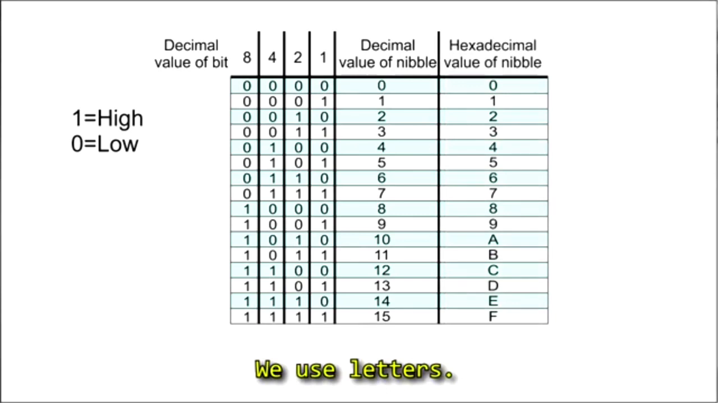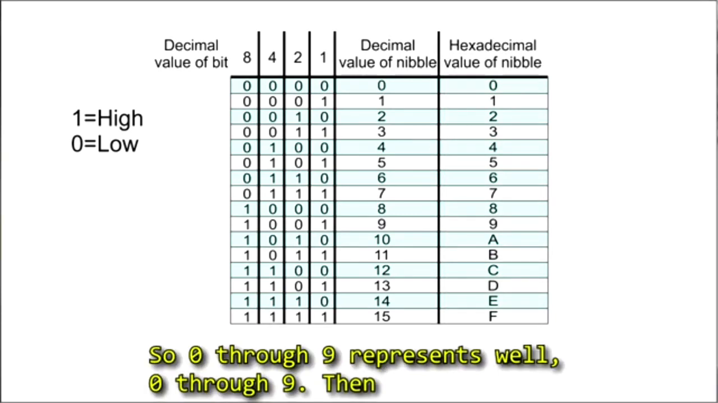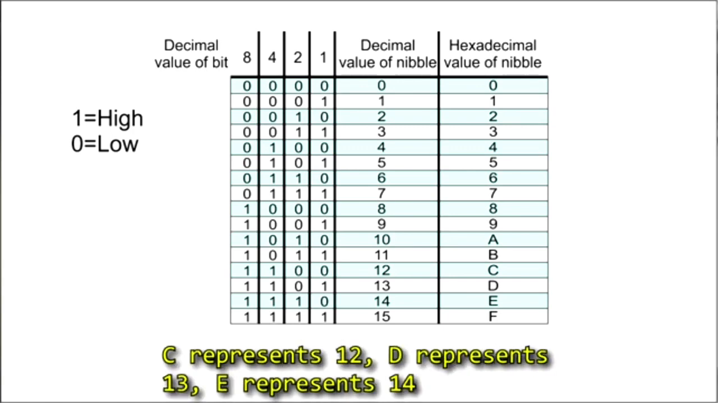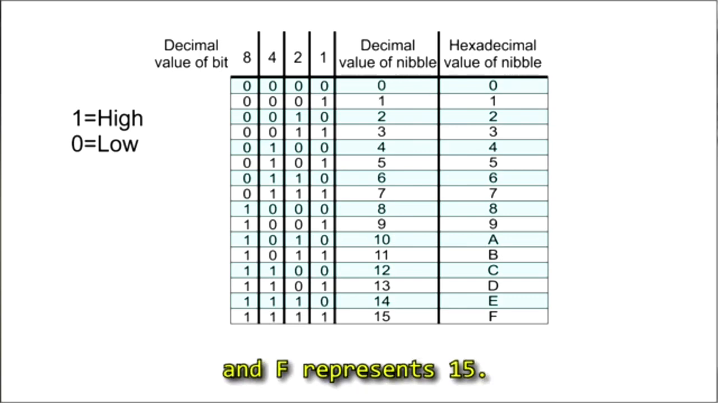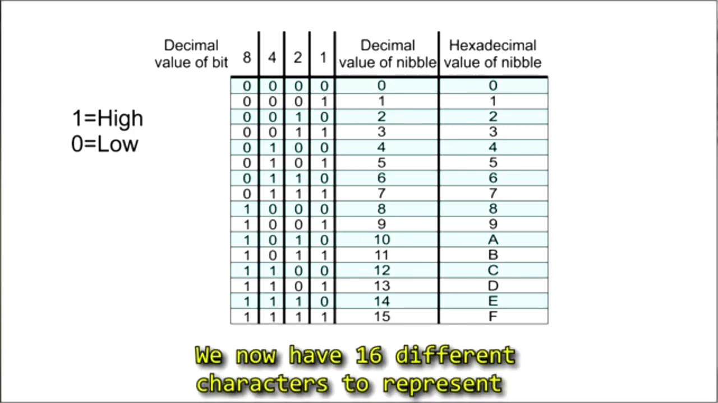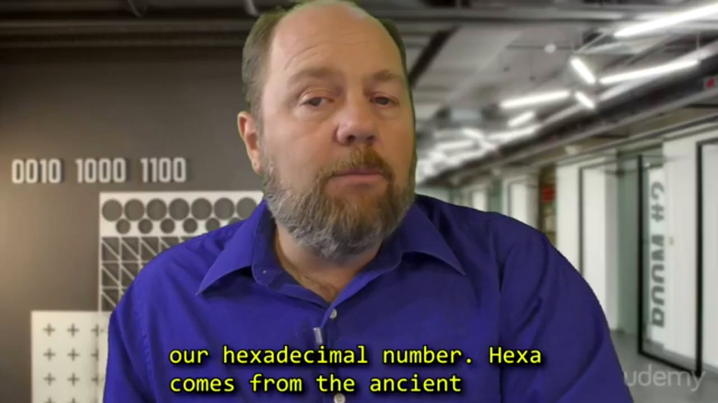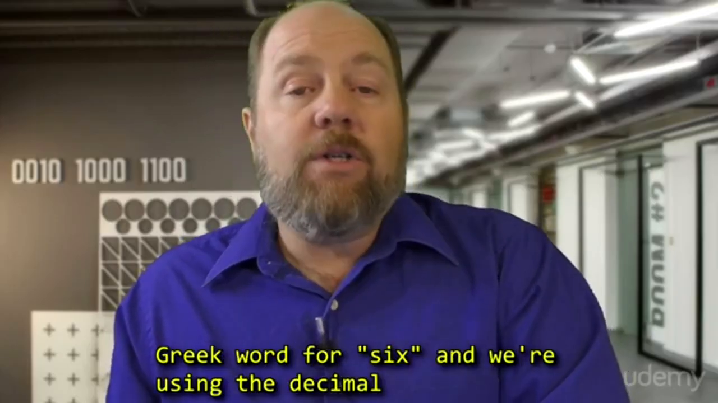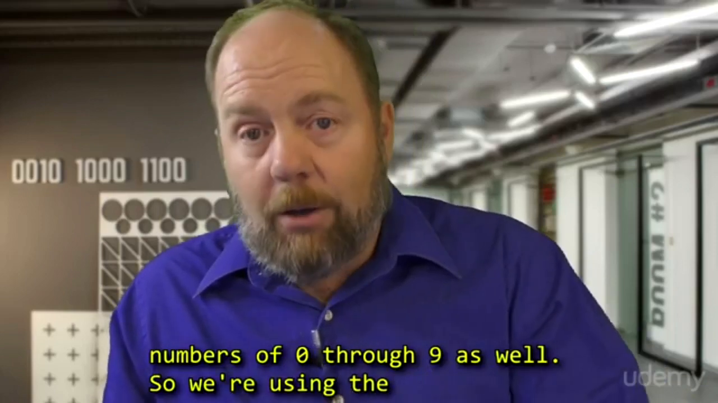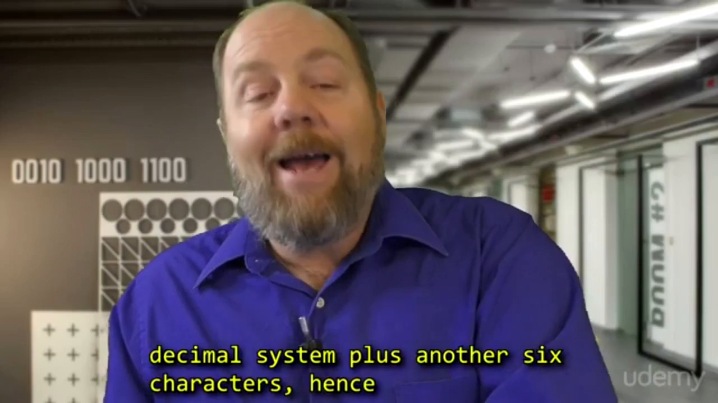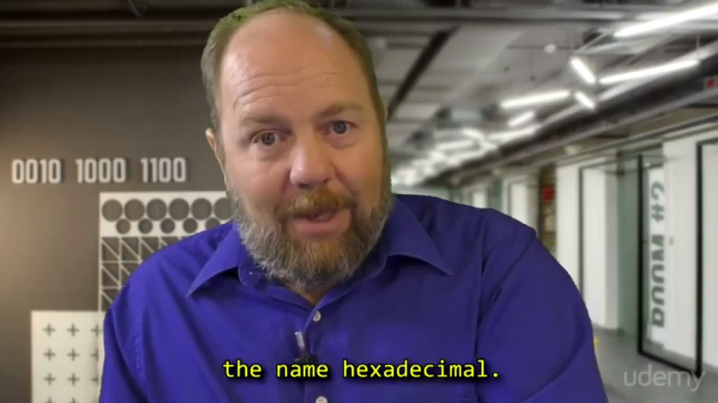We use letters. So 0 through 9 represents, well, 0 through 9. The 10 is represented by the letter A. B represents 11, C represents 12, D represents 13, E represents 14, and F represents 15. We now have 16 different characters to represent our hexadecimal number. Hexa comes from the ancient Greek word for 6, and we're using the decimal numbers of 0 through 9 as well. So we're using the decimal system plus another 6 characters, hence the name hexadecimal.